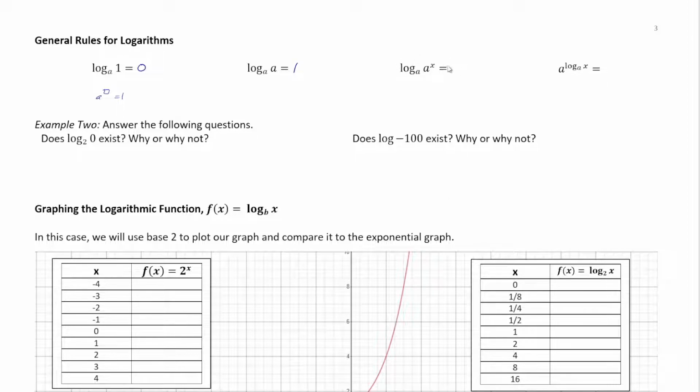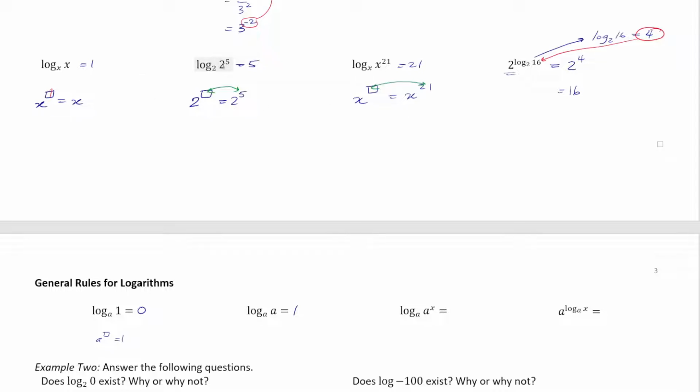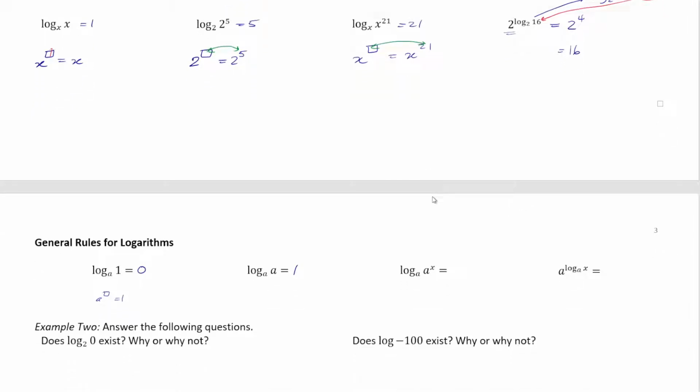The next rule for logarithms: log a to the power of x base a. And this is something that we saw over here. I'm just going to go back up here and show you. Like, look, log 2 to the 5 base 2. This is the same idea right here. Or log x to the 21 base x. So same idea: a raised to what exponent is equal to a to the x? That has to be x.